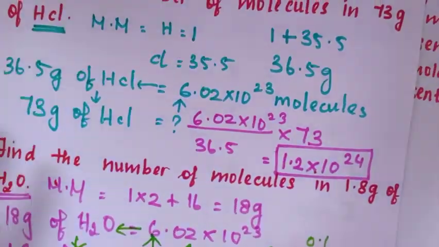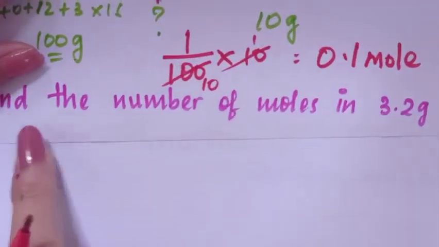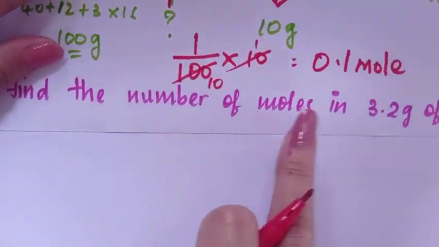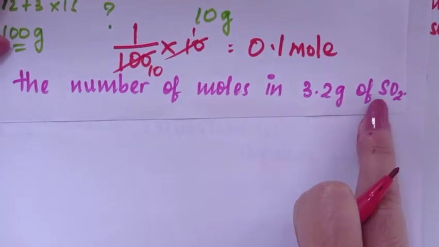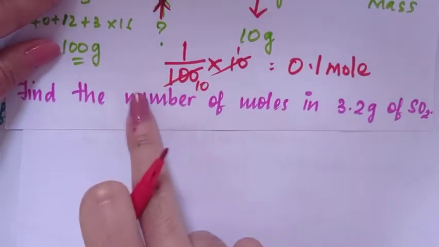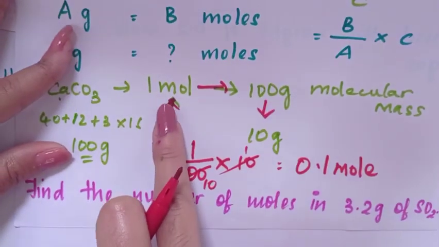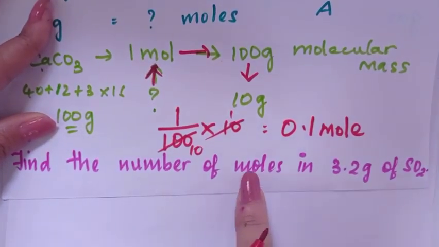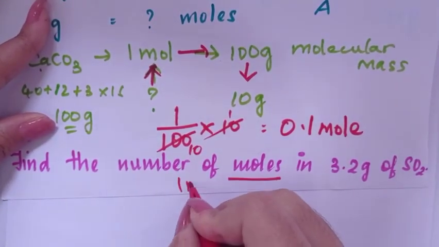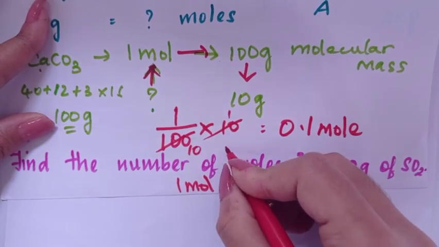Now here is the test yourself question, children. You have to do it. Find the number of moles in 3.2 gram of sulfur dioxide. I hope you can do this, in the same method only. You try to do this. For moles, you have to use 1 mole and also molecular mass.